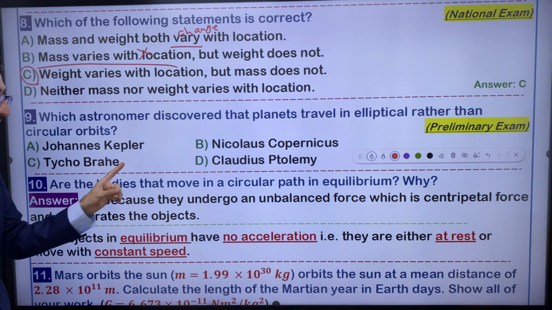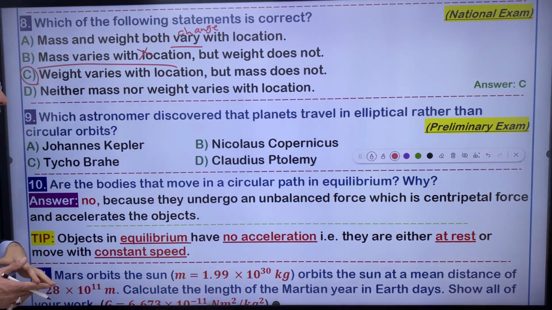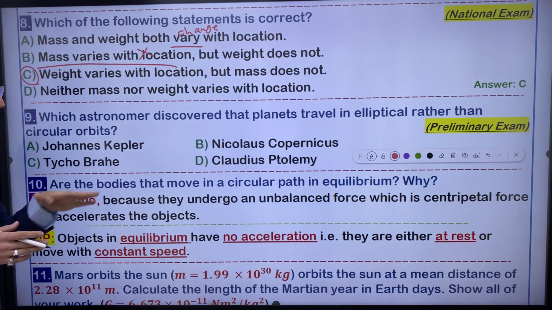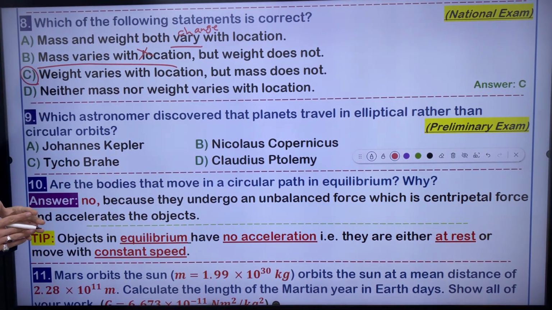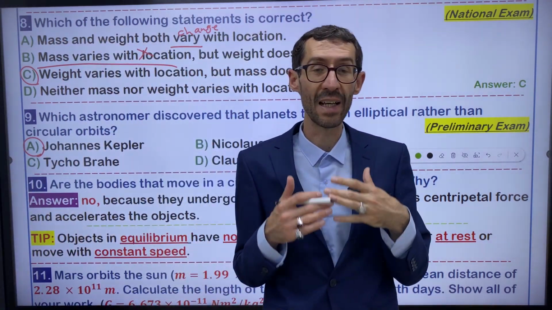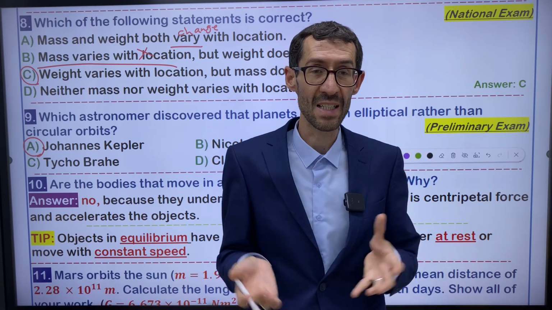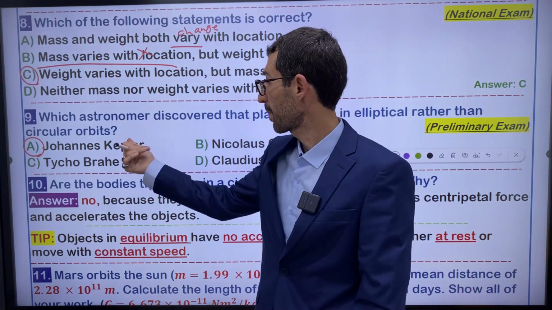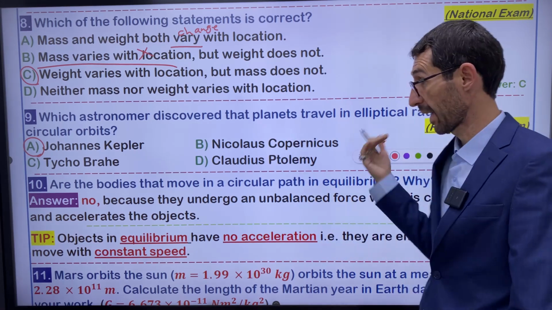C, Tycho Brahe. D, Claudius Ptolemy. Actually, in our textbook, we are not familiar with Copernicus, Ptolemy, Brahe. Only we have information about Johannes Kepler. That's why A is true. This scientist corrected the mistake of Galileo, and Galileo said that the planets orbit the sun in a perfect circle, but Kepler didn't buy this idea and he corrected the mistake of Galileo.